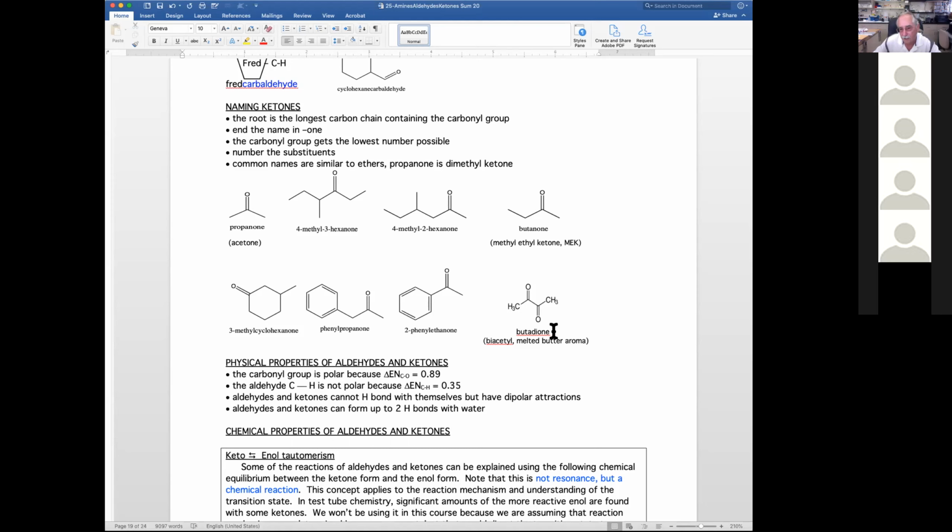And occasionally we have diones. Okay? So we have 1, 2, 3, 4 in a row. So butanedione or butadione. And another common name for this is biacetyl or diacetyl. So bi and di mean 2, right? So here's one acetyl group, here's the other. And so that's the aroma of melted butter. That's artificial butter flavor.